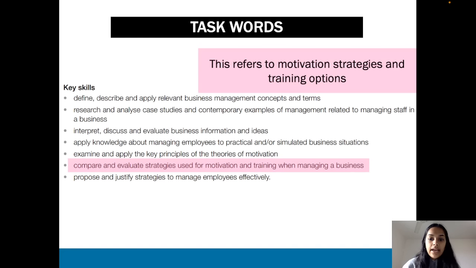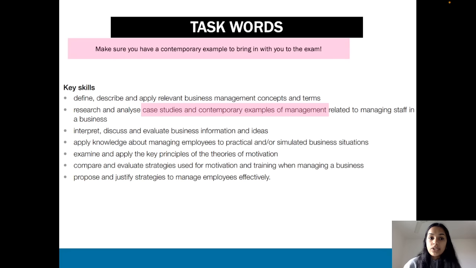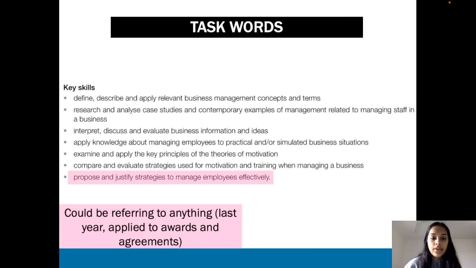And then compare and evaluate, that's sort of referring to motivation strategies and then the different training options as well. And also remember that you bring a contemporary case study example with you to the exam. So you don't want to be making one on the spot. Make sure that you've researched one thoroughly and have one in your mind that you can use in the case that a question asks you to use a contemporary case example.